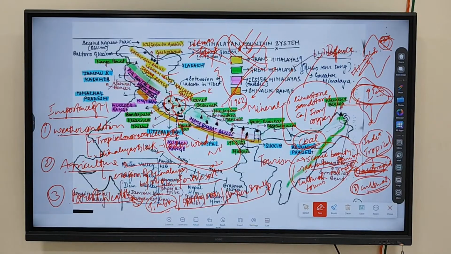Fine. Any doubt regarding this one? So what is northern mountain complexes? We discussed northern mountain complexes is divided into three types: Trans Himalayas, Himalayas, and Purvanchal Hills. Himalayas are further divided into Greater Himalayas, Middle Himalayas, and Outer Himalayas. Fine. So now we are done with the Himalayas.